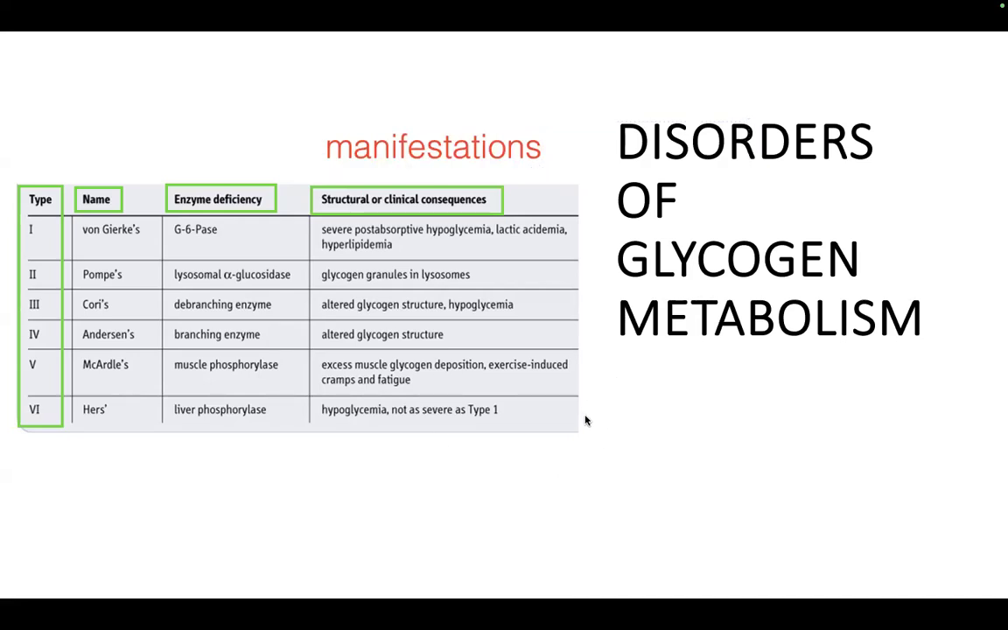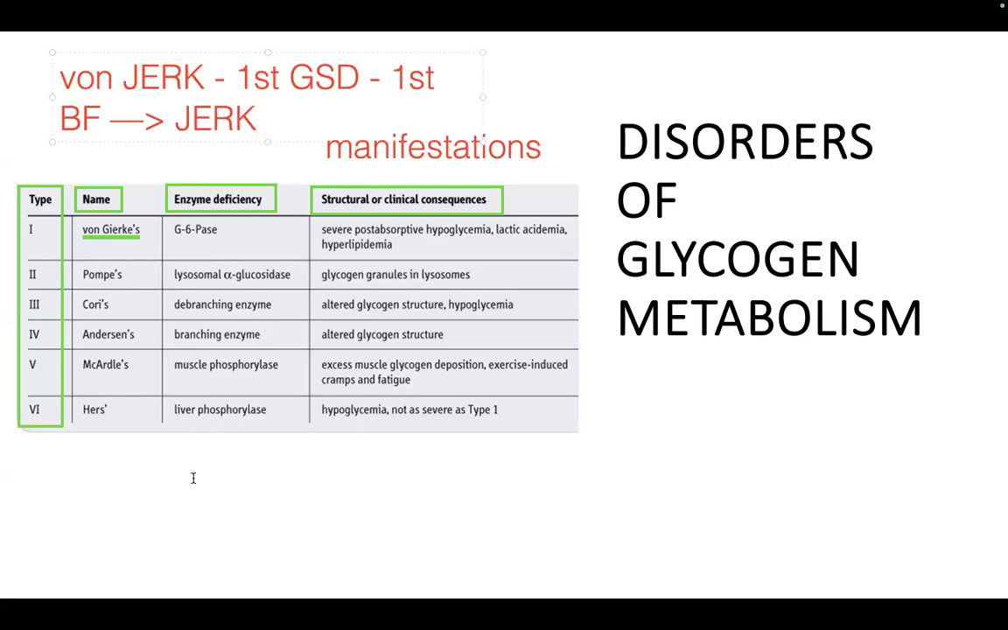Now, I want everyone to remember von Gierke is glycogen storage disease type 1. I want you to pronounce it as von Gierke. You know why I want you to pronounce it as von Gierke? Because the first glycogen storage disease is like the first boyfriend. And what is the first boyfriend? He is a jerk. Okay?